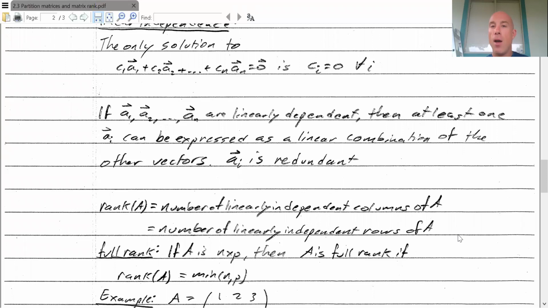Okay, so if I have 100 rows and 3 columns, then if I only have 3 columns, the most linearly independent columns I can have is 3. Well, this is saying that simultaneously, the most linearly independent rows I could have is 3 also. Kind of a big deal. So a matrix is called full rank if the rank of A is equal to the minimum of its 2 dimensions. All right, the rank of A is always less than or equal to its dimension numbers.